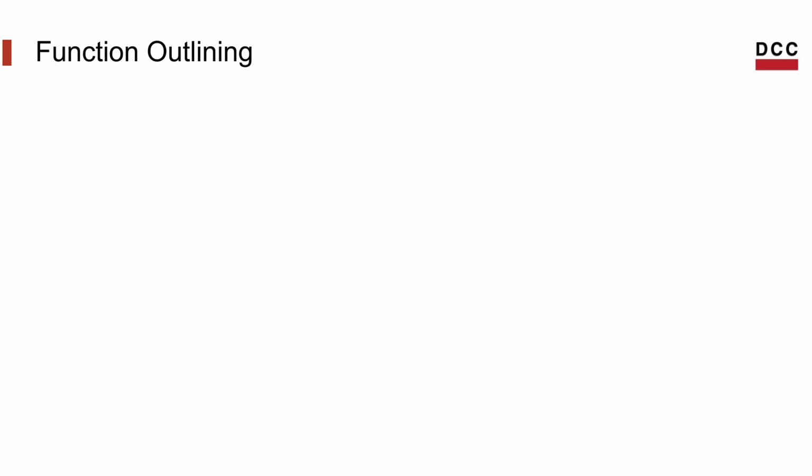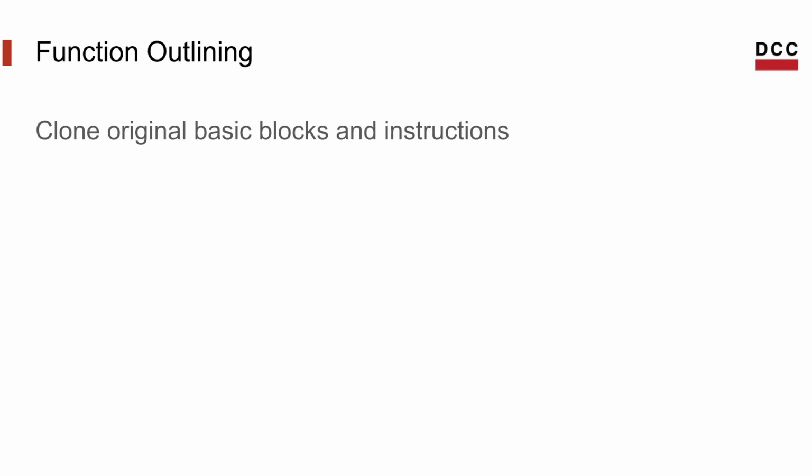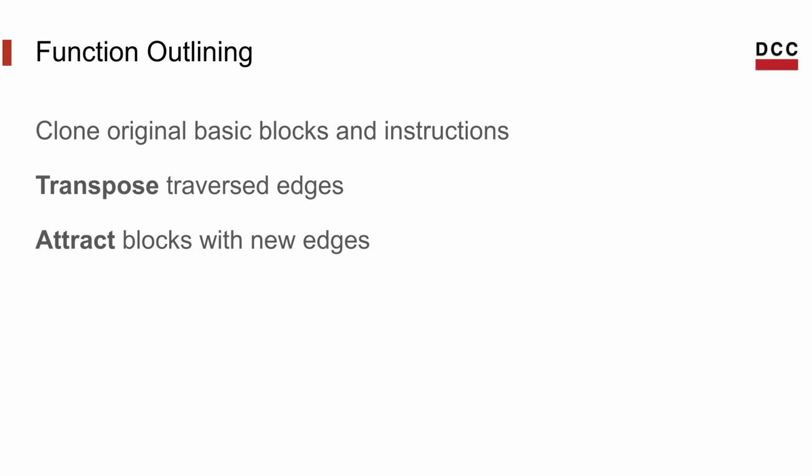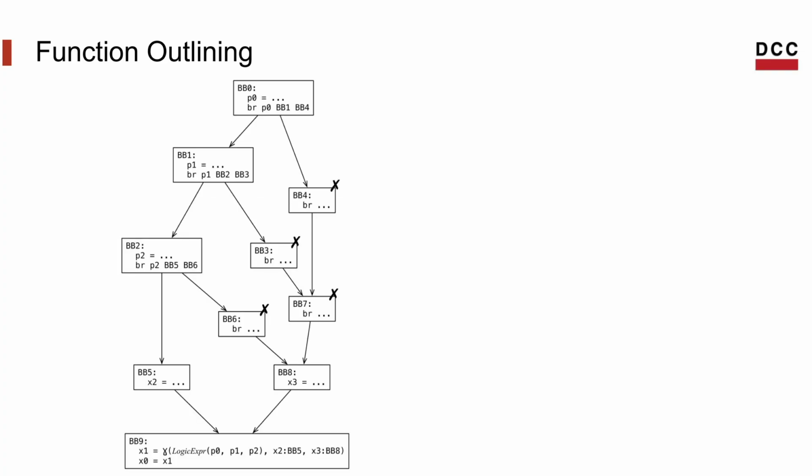After the program slicer identifies a slice, the next phase is to outline the selected instructions and basic blocks into a new function. The algorithm starts by cloning all selected instructions and basic blocks, then transposes traversed edges and attracts blocks with missing edges with new edges. Let the ladder graph be the input of the algorithm.